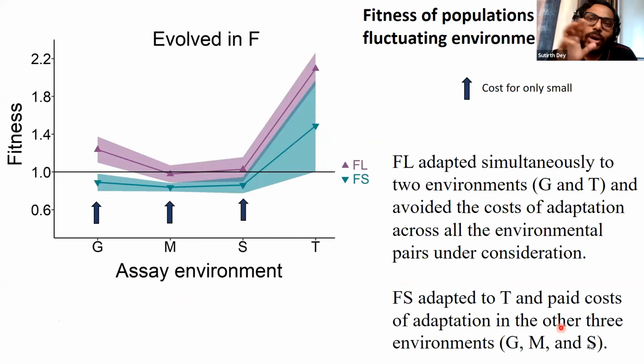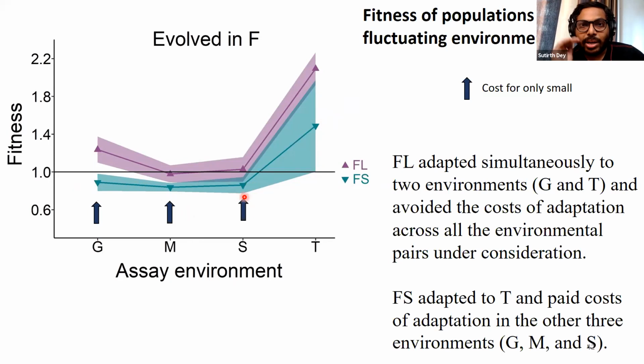Now, if you look at what was happening in the fluctuating environment, you see something completely different. Here, the fluctuating large populations adapted simultaneously to two environments, galactose and thymidine, and avoided the cost of adaptation in the others. So you have an increase in fitness in two, and avoidance in the others. However, if you look at the small population, which is this blue one, you can see that although it evolved greater fitness in thymidine, it actually paid a cost in the others. And these are all significant.